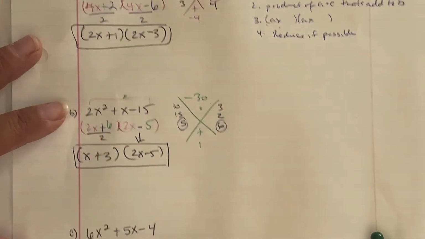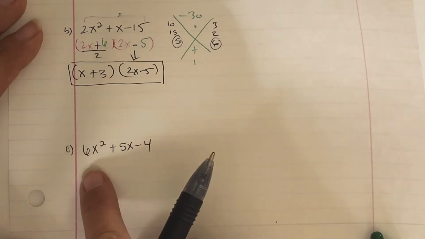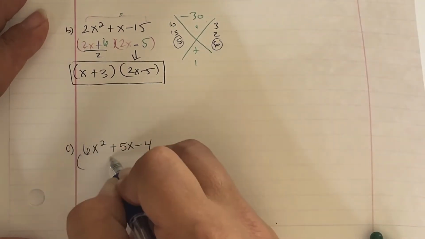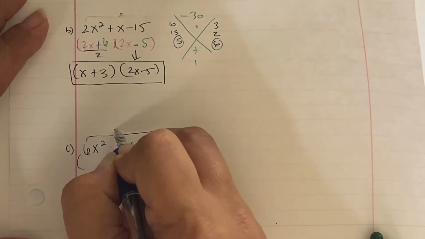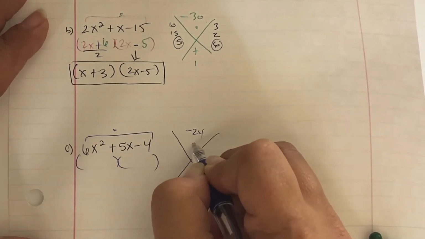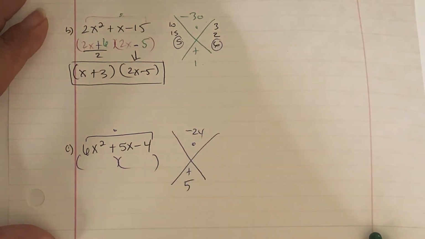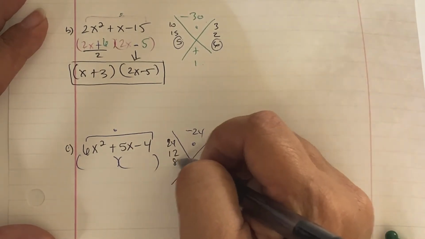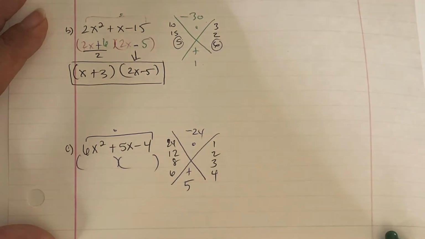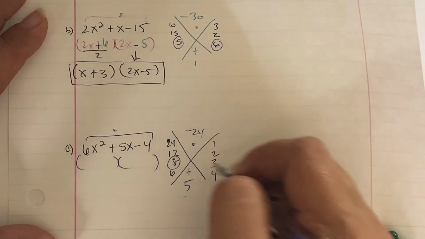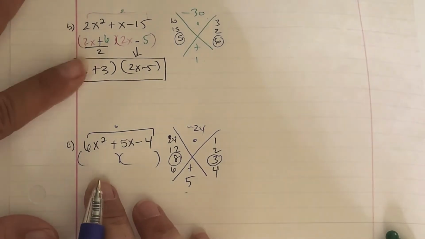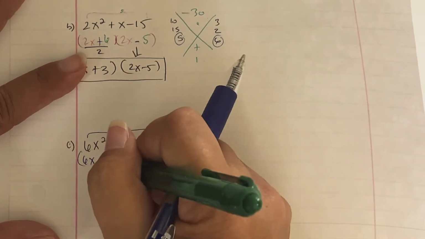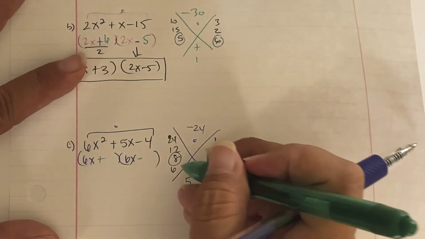On the third one, it says 6x squared plus 5x minus 4. Again, we are going to do two binomial terms. The first times the last, that is negative 24, has to add to 5. So we have 24 and 1, 12 and 2, 8 and 3, 6 and 4. To get us to 5, we can only be 8 and 3. Leading coefficient is a 6, so I'm going to write 6x, 6x. We have a negative at the top, which means we are plus minus. To get 5, the 8 had to be positive, the 3 had to be negative.